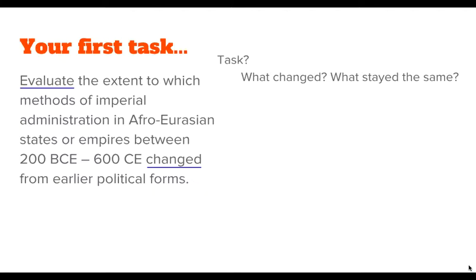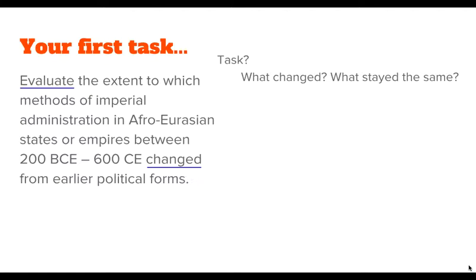So the task is change and continuity over time. Even though the prompt is structured with just the word change in it, the continuity is implied in this word evaluate. Evaluate the extent to which, how much changed and how much stayed the same. So you'll want to address both change and continuity in the argument that you state in your thesis, as well as in your body paragraphs. I would recommend a paragraph about change and a paragraph about continuity in the body of your essay.